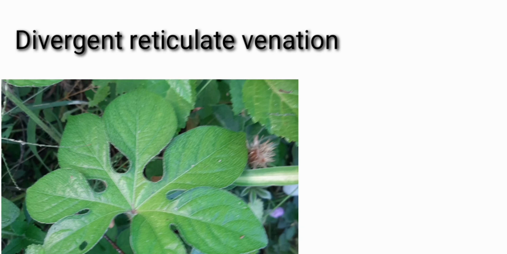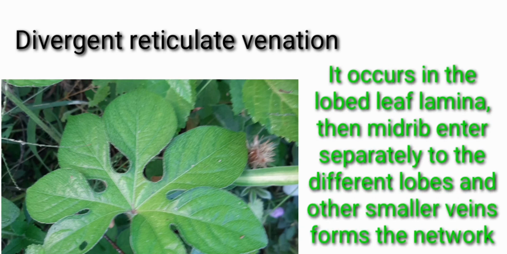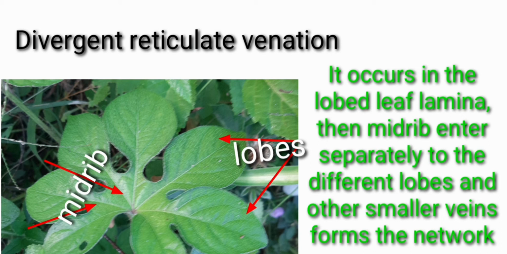Next one is the divergent reticulate venation. It occurs in the lobed leaf lamina. Then the midrib enters separately into the different lobes of the leaf and all other small veins form the network-like structure. In this picture you could find the 7 lobes and the midribs enter separately from the common point.